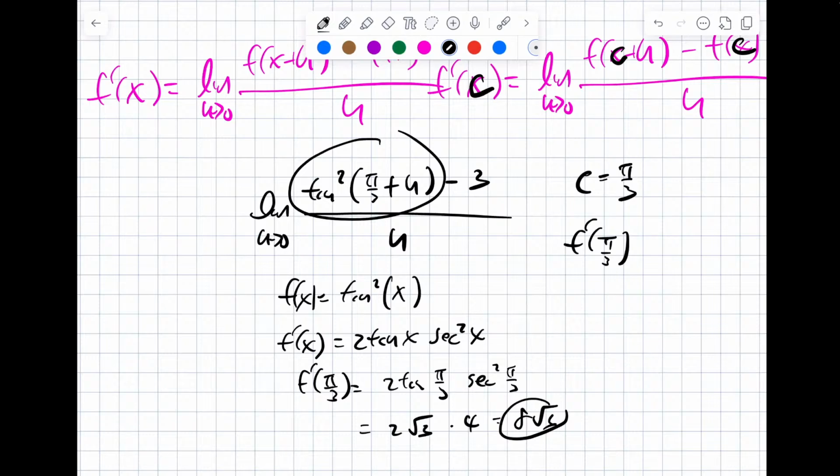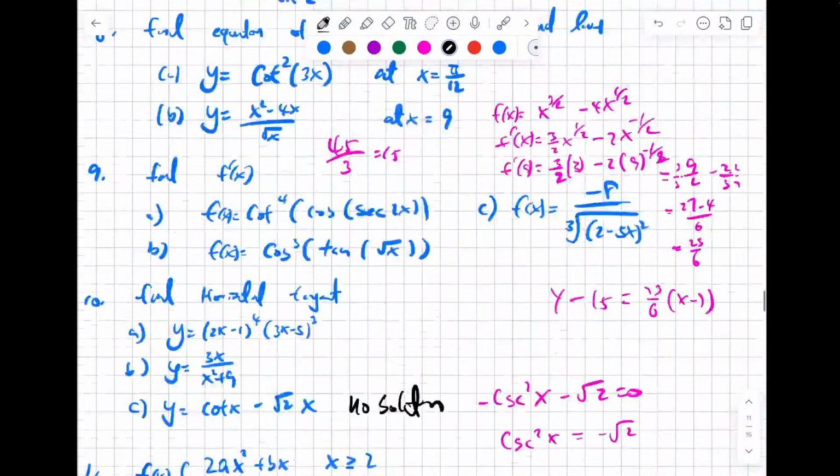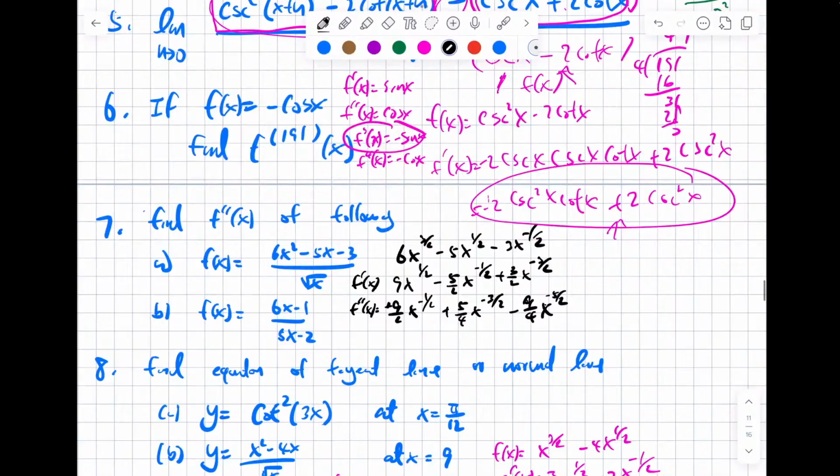You were on 7B. 7B, hold on a second. No, that's just the quotient rule twice. That's very annoying. Check the answer at the end. It's very accurate.